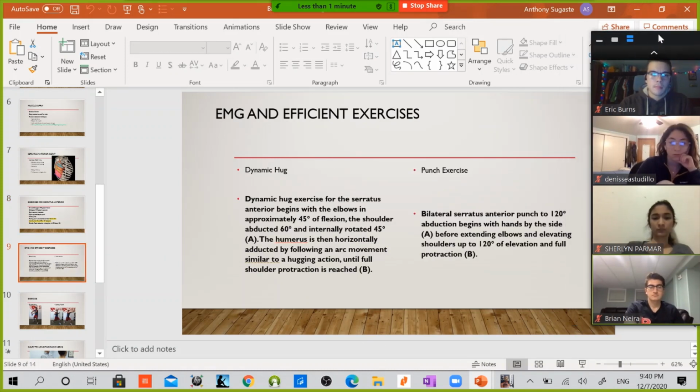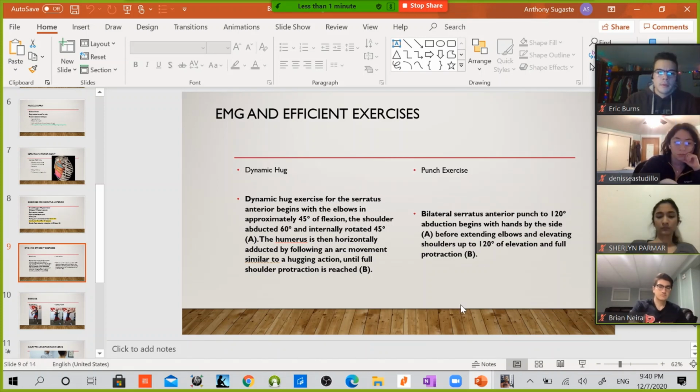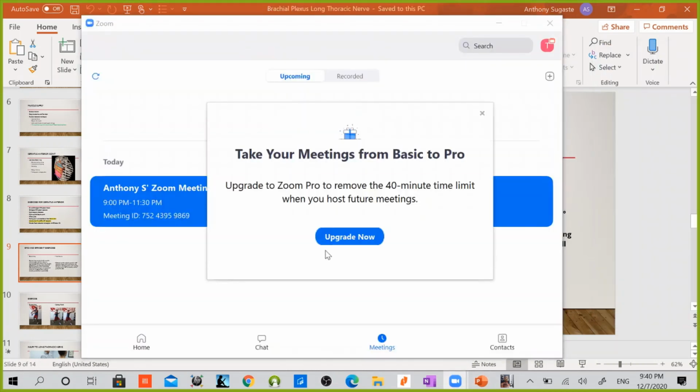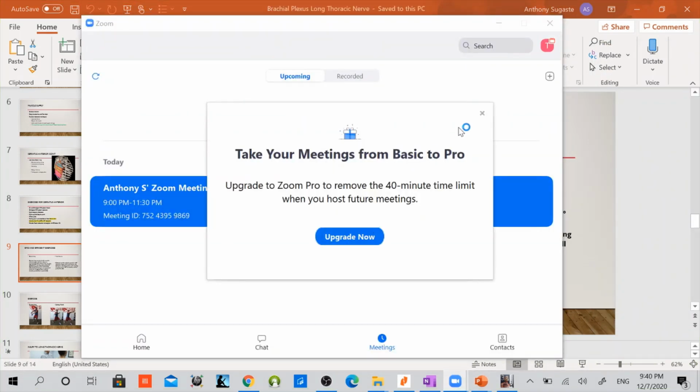So let's see, dynamic hug. Again, like I said, this will be available to you guys. This is the directional concept of where to position yourself, shoulder positioning, your degrees of motion. And again, similar to a hugging action for the dynamic hug. Oh, and there we go.